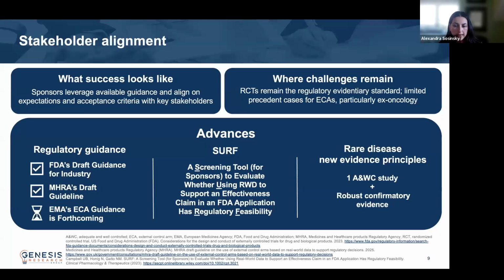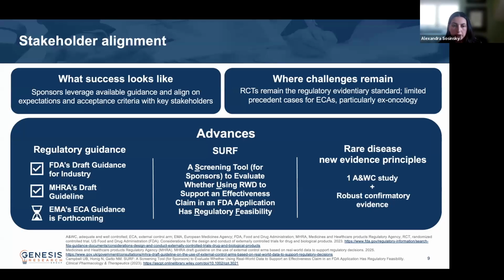FDA released draft guidance outlining considerations for the design and conduct of externally controlled trials in 2023, with final guidance forthcoming. This document from FDA gives sponsors insights into the agency's current thinking, including threats to study validity from potential biases, ensuring data access for the agency, and best practices for communication with FDA.